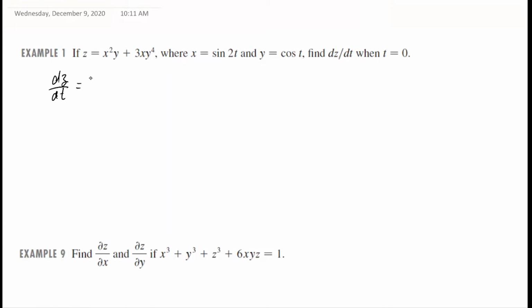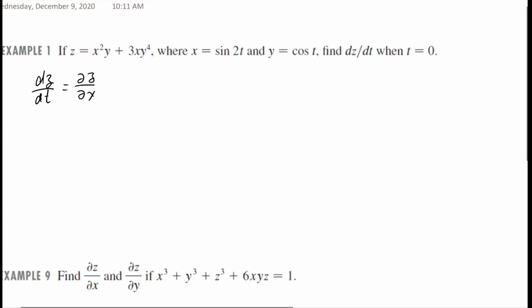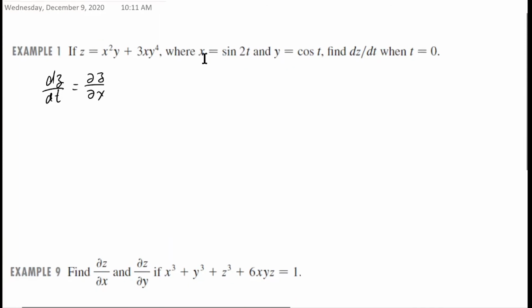It went like this. Partial of z over partial x, because see, what we can do is substitute these things in here and here and do it, but that's not the point. We want to practice the chain rule. So we take a derivative, and this becomes partial z partial x times dx dt plus partial z partial y times dy dt. Okay? So if there are two variables, there are two different chain rules. Good? Okay, let's try to plug it in.